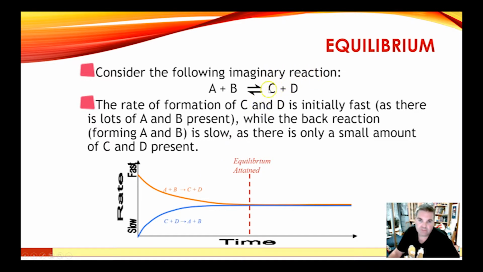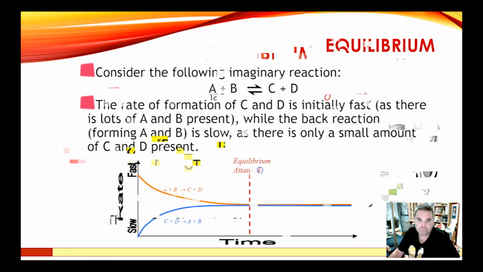Now, the reaction of C and D initially is going to be very slow to form A and B because the concentration is very low. But as the concentration increases, the rate of reaction is actually going to increase, and we get to this point where the rate of the forward reaction is the same as the rate of the back reaction, and when we've got that, equilibrium has been obtained.